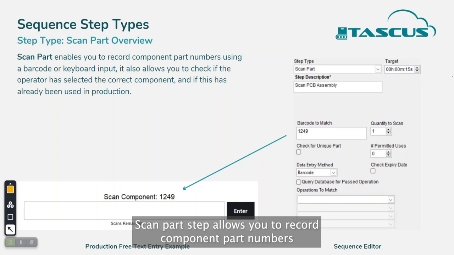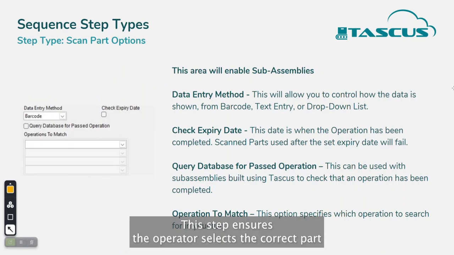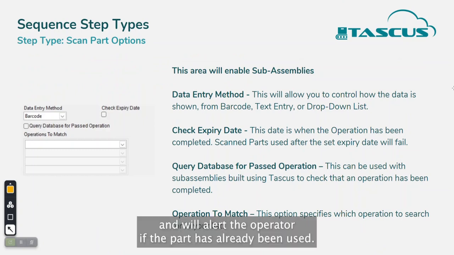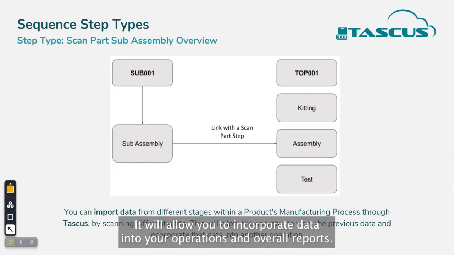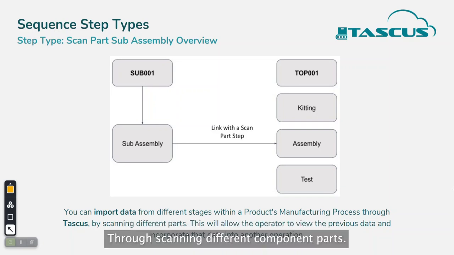The scan part step allows you to record component part numbers using either a barcode, text entry, or drop-down list. This step ensures the operator selects the correct part and will alert the operator if the part has already been used. It will allow you to incorporate data into your operations and overall reports through scanning different component parts.